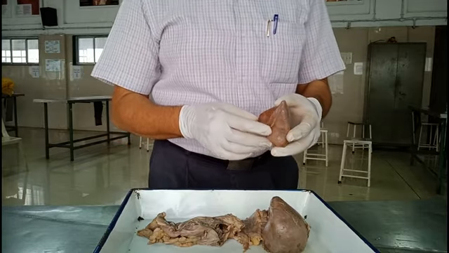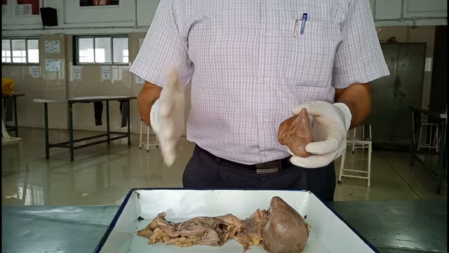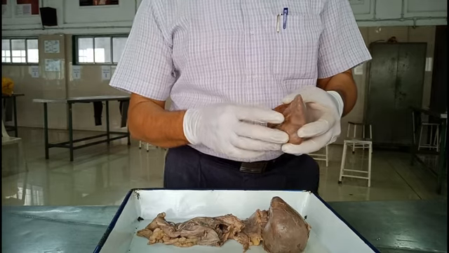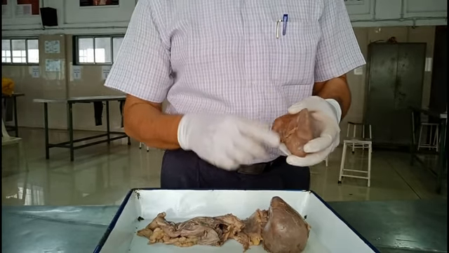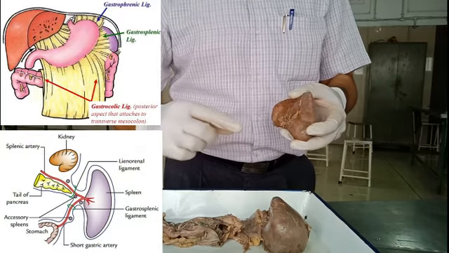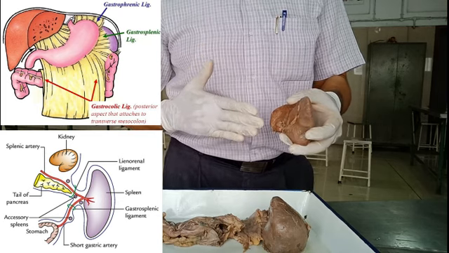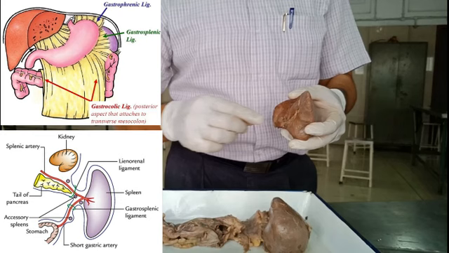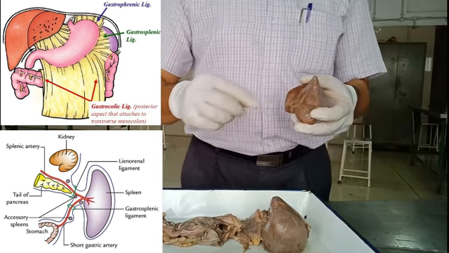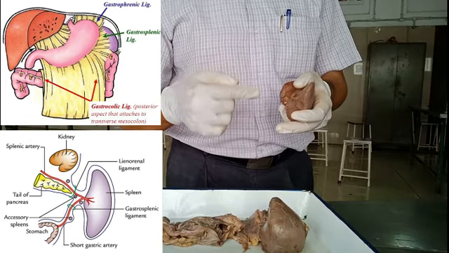Now I will discuss the relations. First the peritoneal relations, then the visceral relations. Regarding the peritoneal relations, we know the spleen is fully covered by peritoneum except at the hilum, from where two ligaments connect it with two organs. One is the stomach and the other is the anterior surface of the left kidney. The ligament connecting the stomach is the gastrosplenic ligament, through which the short gastric vessels run.